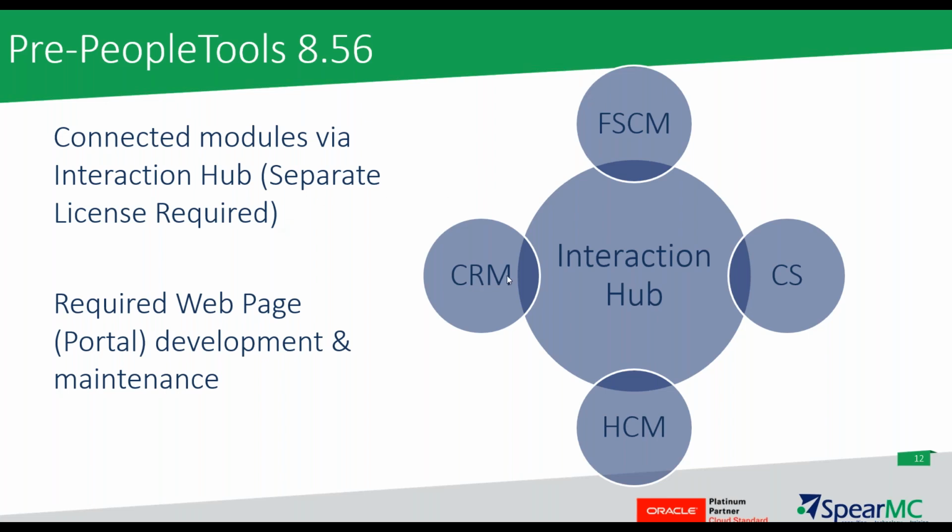Each of the pillars would then integrate into the Interaction Hub, and the Interaction Hub would direct the traffic anytime unified navigation was required. Okay, that was pre-People Tools 8.5.6. So Interaction Hub is actually an application. It ended in version 9.1.